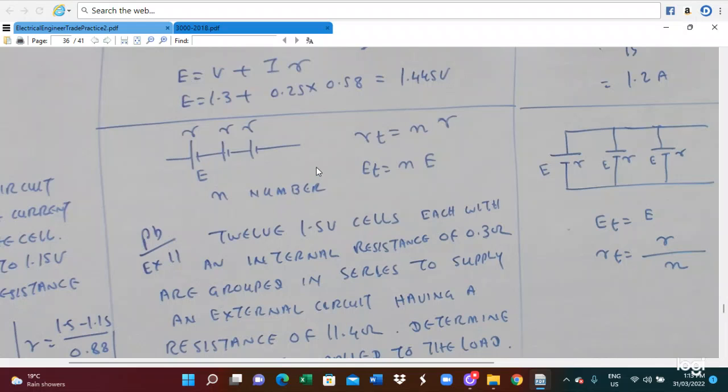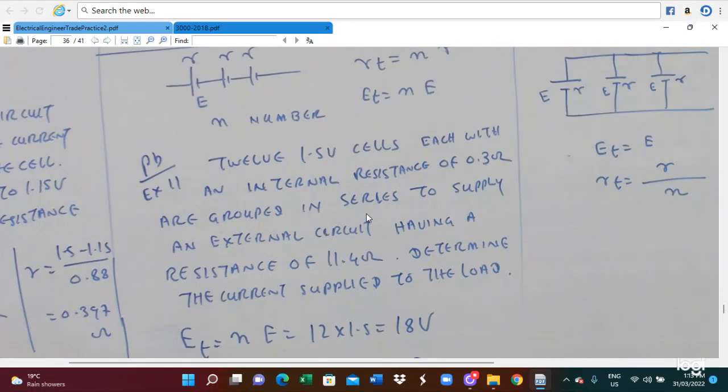So this is the connection of the internal resistance R. The battery is called E, R. So that RT equals NR, ET equals NE, where N is the number of batteries. So this is how we calculate that.